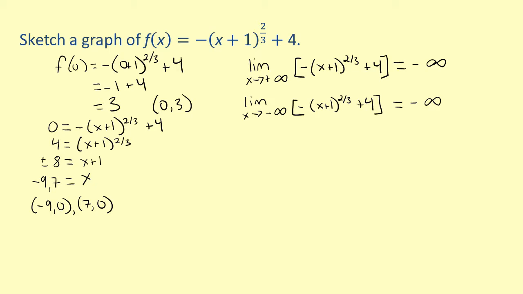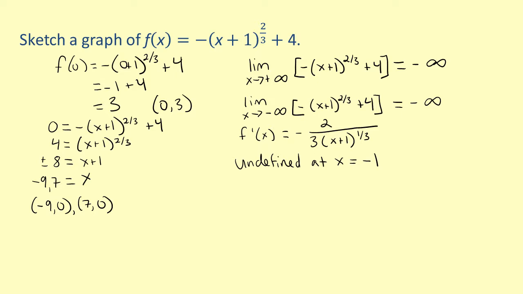Now we have to find where the function is increasing and decreasing. To do so, we have to find the derivative of the function. So we have f prime of x is equal to negative 2 over 3 times the quantity x plus 1 to the 1/3. Notice that there are no zeros of this function, but it is undefined at x equals negative 1. So that's our only critical point.